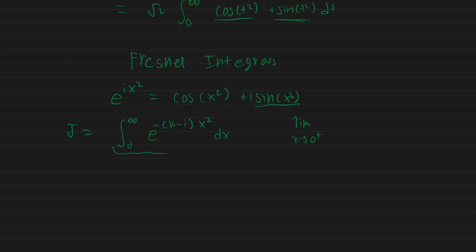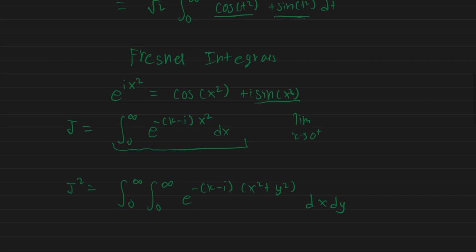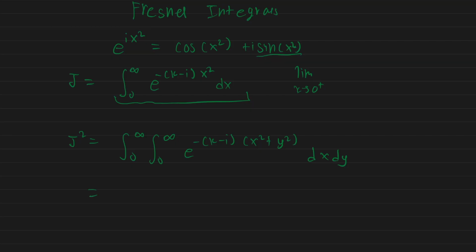Well, let's start by evaluating this integral. It looks related to the Gaussian integral. So we're going to use a similar strategy. We let J squared, and we're going to now convert this into polar coordinates. So we have e to the negative k minus i times x squared plus y squared dx dy. And now we make this into polar coordinates. So we have our double integral. We have e to the negative k minus i r squared dr d theta, and we need our Jacobian, so we have an r.